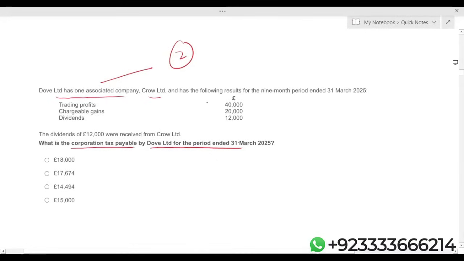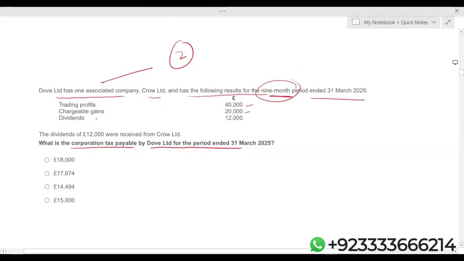What is the importance of having more than one company? Basically, we prorate the limits by using this number of companies. And it has the following results for the 9 months. This is also important. Due to 9 months, we will also prorate the limits. 31st March 20. Trading profit is 40.